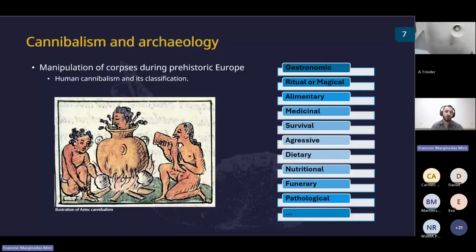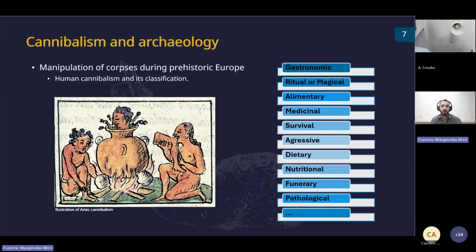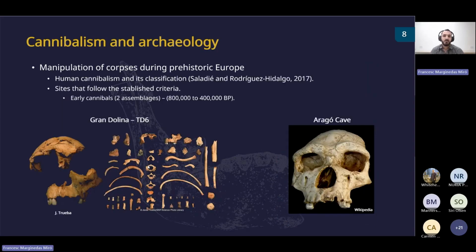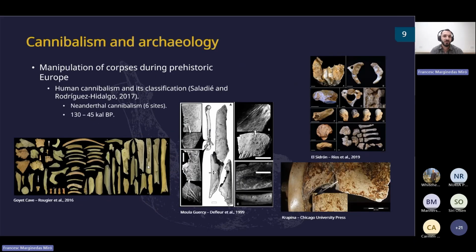Through the literature, especially in ethnographic and historical studies, we can see the definition of many different types, most of them impossible to identify in the archaeological record because they do not fossilize. The classification of cannibalism in the European prehistory is organized into three main stages. The first stage includes the early cannibals from La Gran Dolina and Cueva del Aragó, sites dating from between 800,000 to 400,000 years before present.